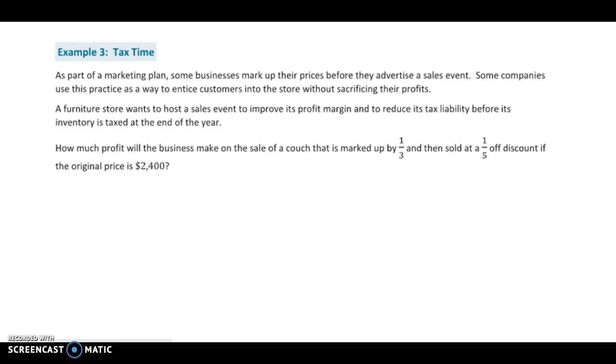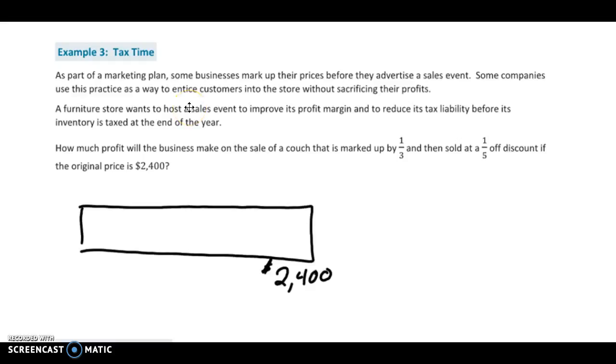Now this markup is going to be different than the discount, but our tape diagram is still going to start off the same way. Our original price is still $2,400. Remember, if you need to pause the video in order to keep track of these diagrams, do that. This is your tool to use. Now it says it is marked up by 1/3, right? So just like we did last time, the first thing we need to do is divide the tape diagram into thirds.